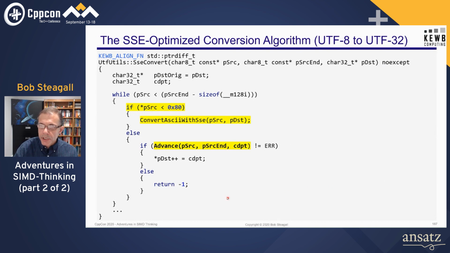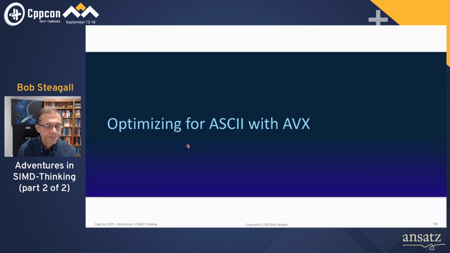So I'm done converting, and at that point, I drop into the advance. I come back out of the loop. I know that my next octet is not ASCII, so I'm going to fall into advance, and then I'll walk through the state machine in the same way that I did when I showed you the basic algorithm. Okay, so that works pretty well.